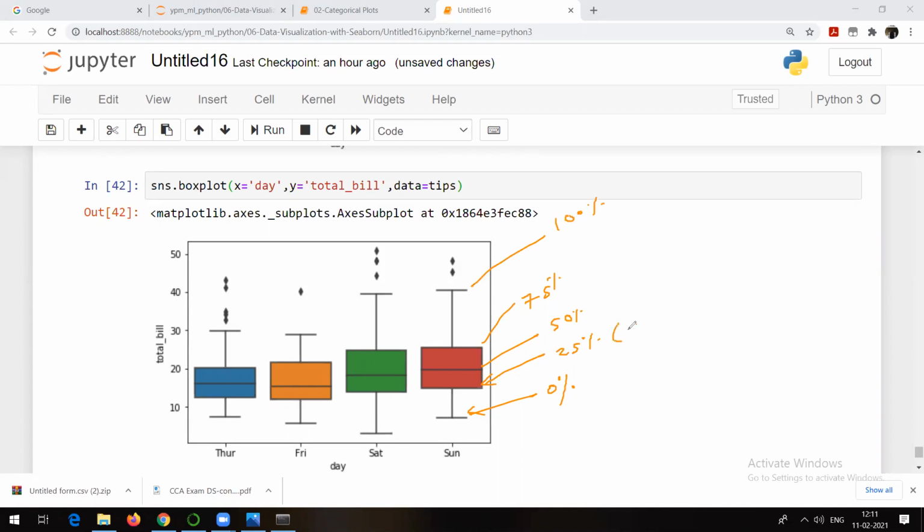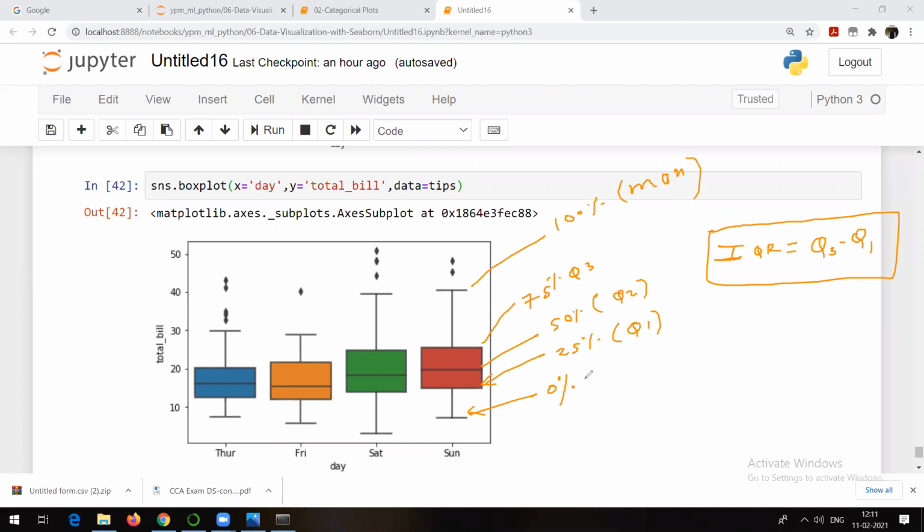So 25 percentile is called quartile 1. This is called quartile 2, and this is called quartile 3. That's why IQR, interquartile range, is equal to Q3 minus Q1. I hope you have come across this term earlier. This is the maximum value, and this is the minimum value. This one is the median. And what are these things? They are the outliers.